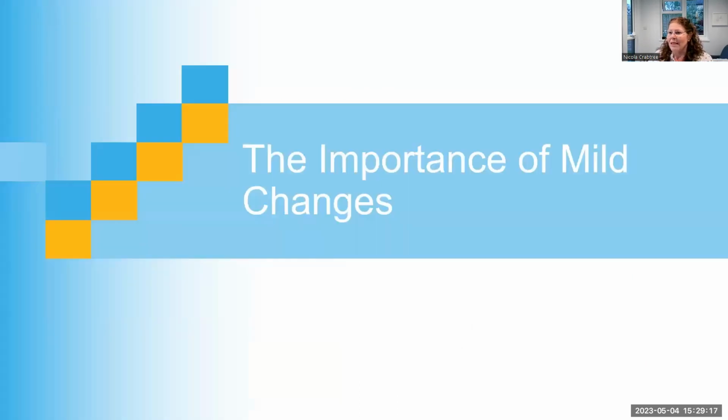But is it important? Does it matter for the mild vertebral fractures? Obviously, the moderate and severe vertebral fractures is a significant deformity. We know we need to do something about it. But do we need to do anything with the mild changes that we see?